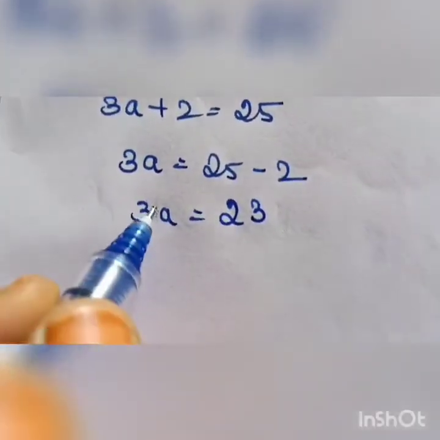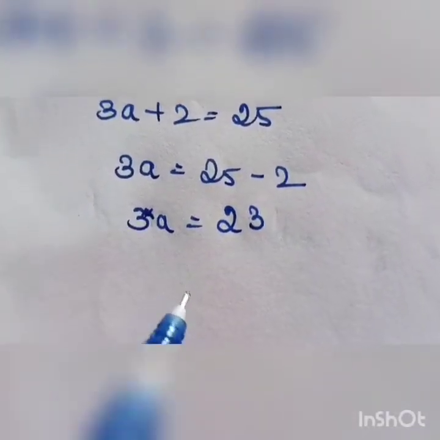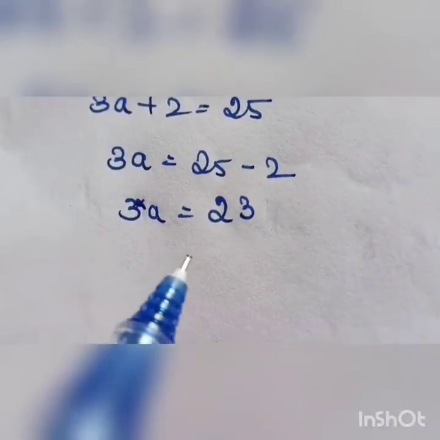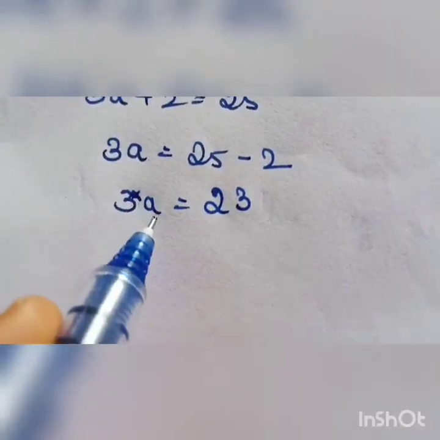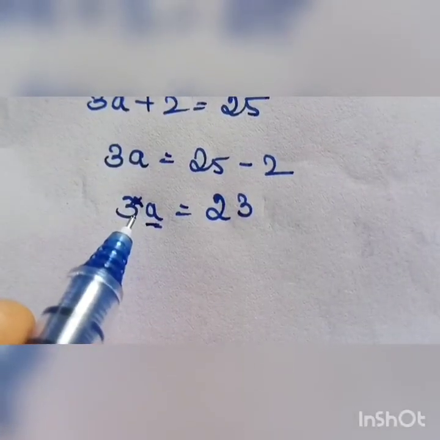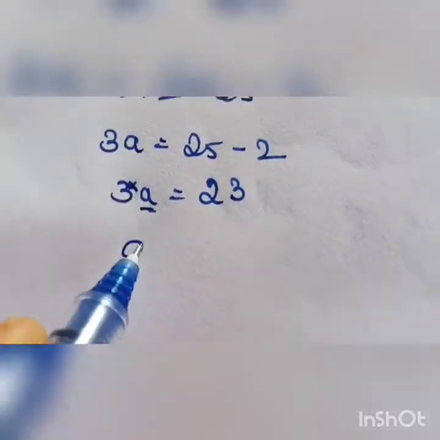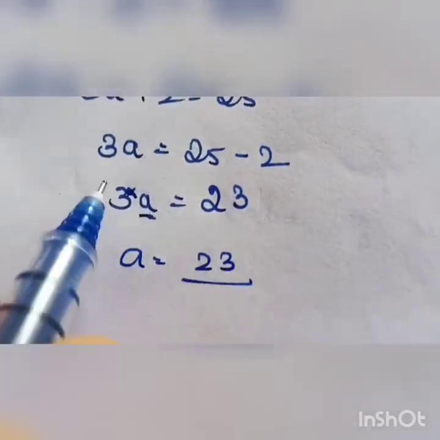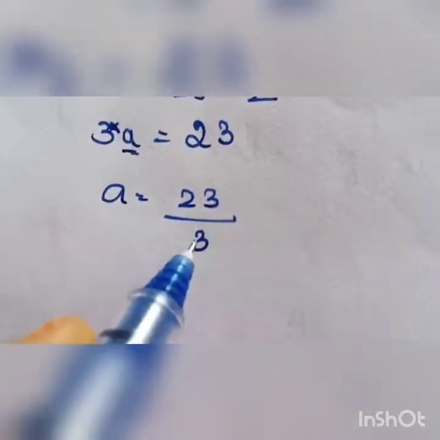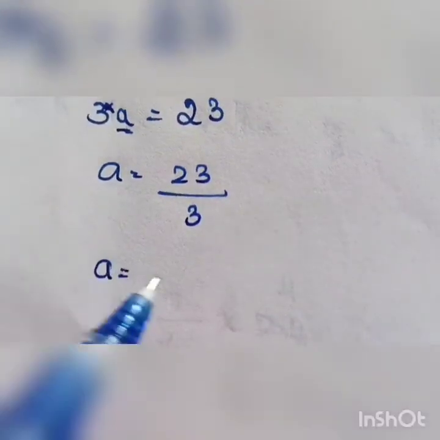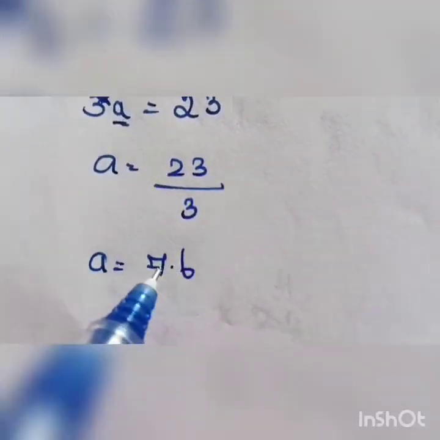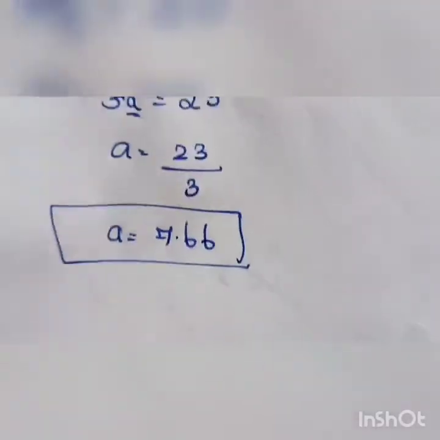So next step. 3a is nothing but 3 into a. There is only one term on this side. So to find the value of a we have to move this 3 to the other side. So a equal to 23, and multiplication becomes divide by 3. If you divide these two numbers, we will get the answer 7.66. So this is the value of a.